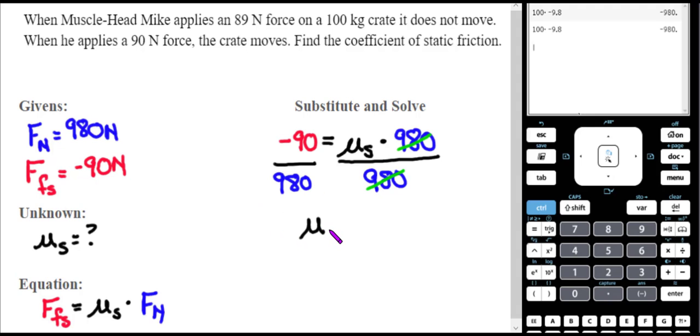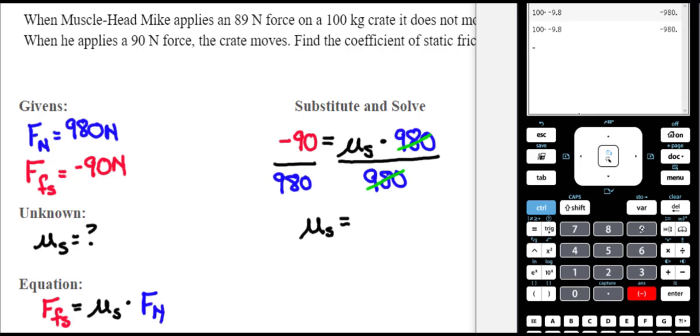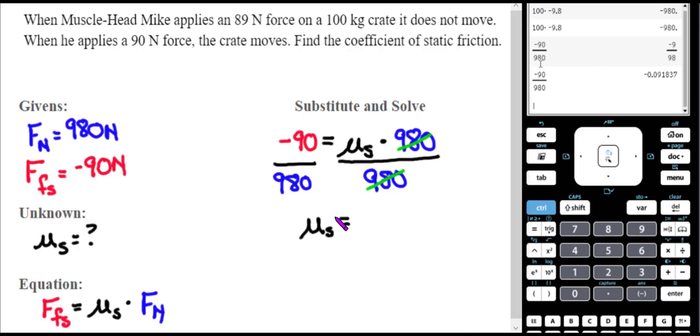So mu static equals, all right, negative 90 divided by 980 newtons. Okay, and the Inspire gives me this fraction. If I want the decimal, I'm looking for this approximation key right here, so I hit Control, Enter, and now it gives me a decimal, which I appreciate. So negative 0.09187.